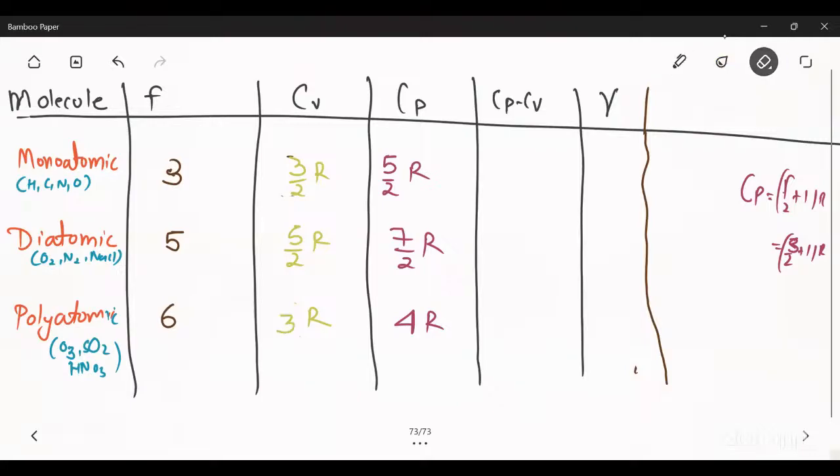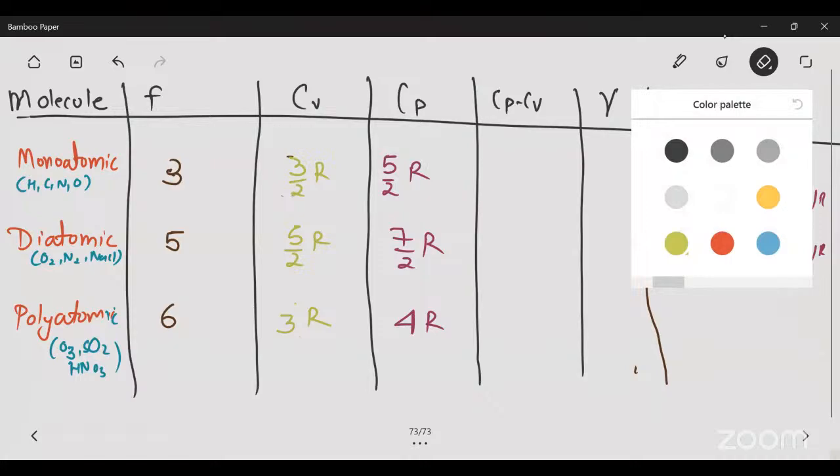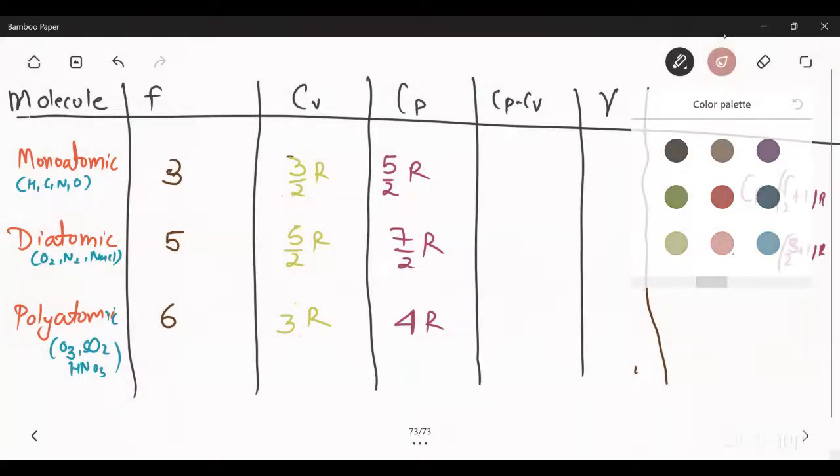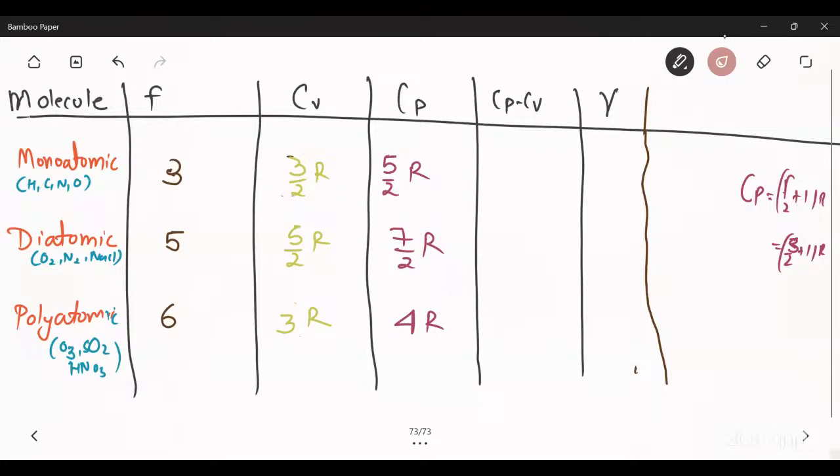Now see here. In any case, if you subtract Cp minus Cv, you always get R. 5 by 2 minus 3 by 2 R, you will get R. 7 by 2 minus 5 by 2 R, you will get R. 4R minus 3R, you will get R. So the value of Cp minus Cv is constant for all the gases, and equal to R.